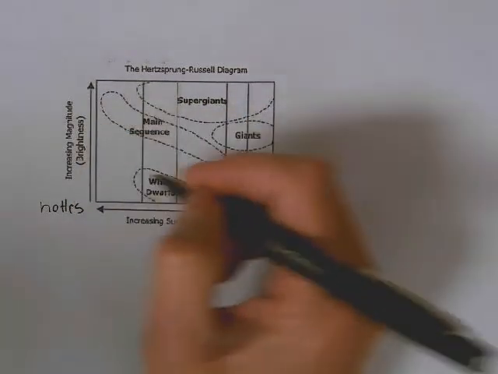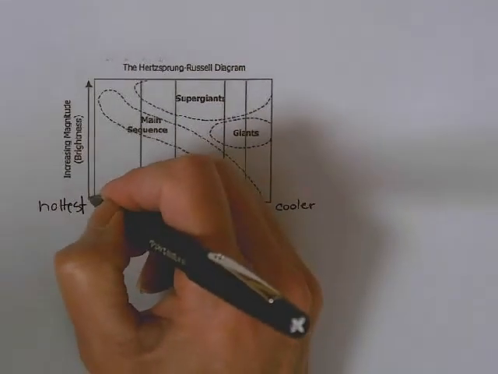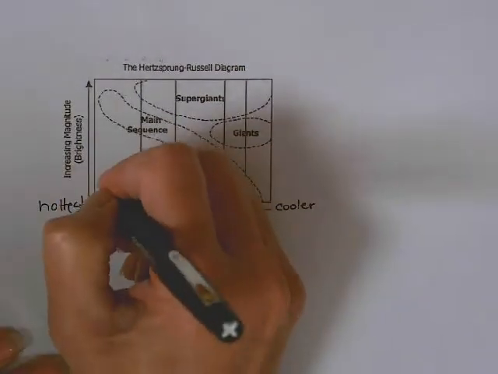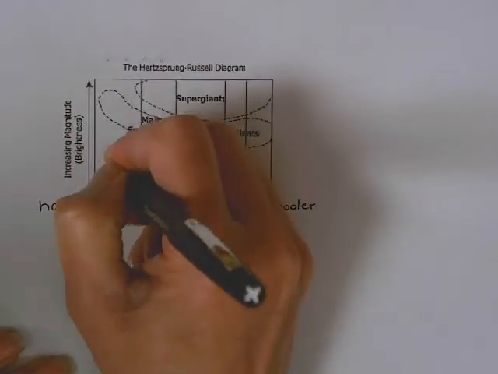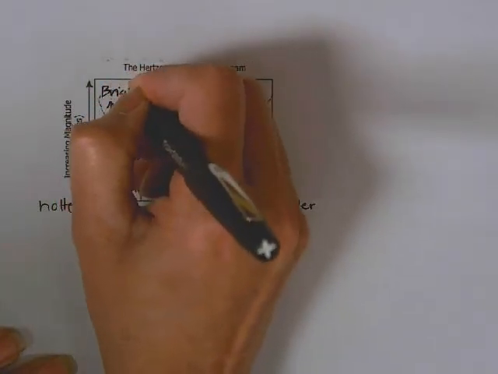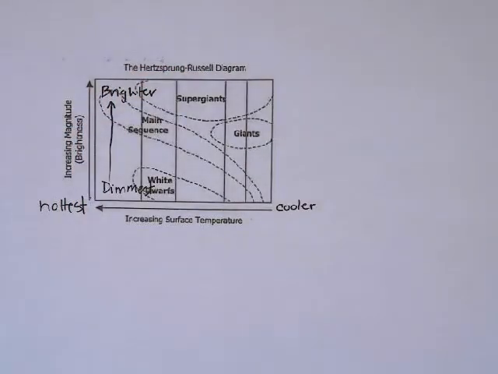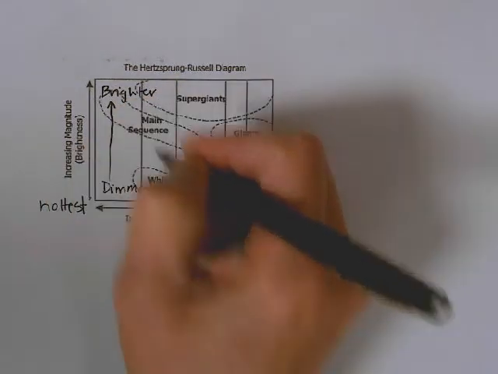And the brightness goes from the bottom to the top, meaning here are the dimmest stars. And they're going to increase till they become increasingly brighter. Okay? So coolest to hottest, dimmest to brightest.